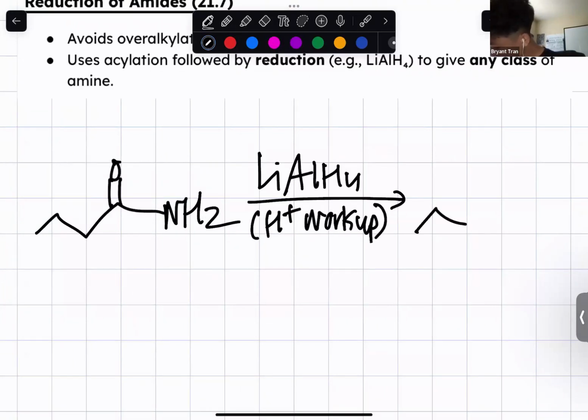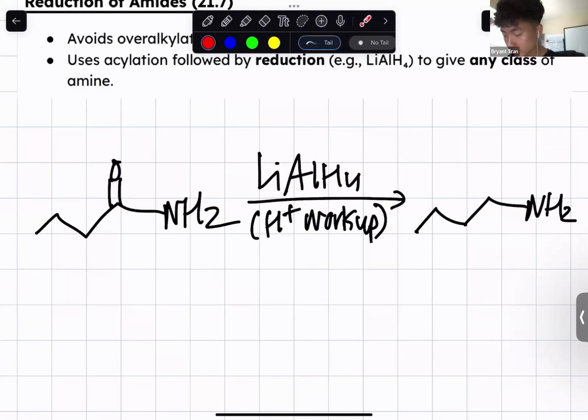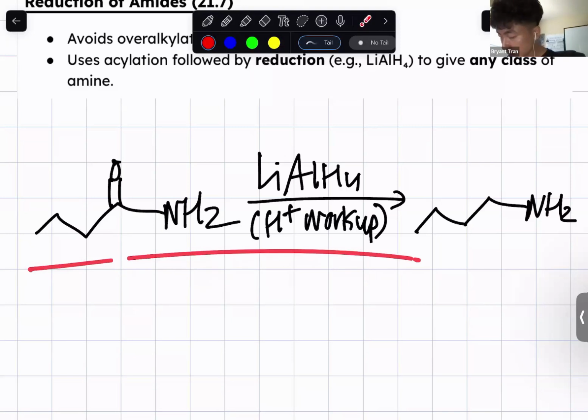To completely get rid of the carbonyl of the amide. So this is also a midterm 1 reaction, reduction of amide, where we just completely get rid of that carbon double bond oxygen to get the final answer right here.